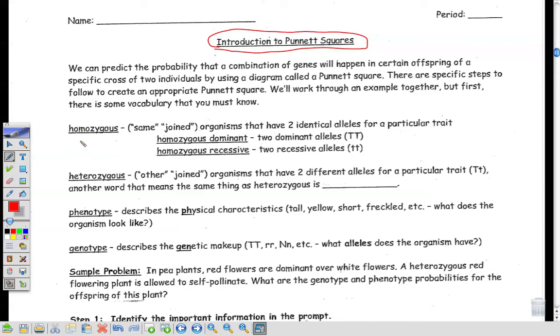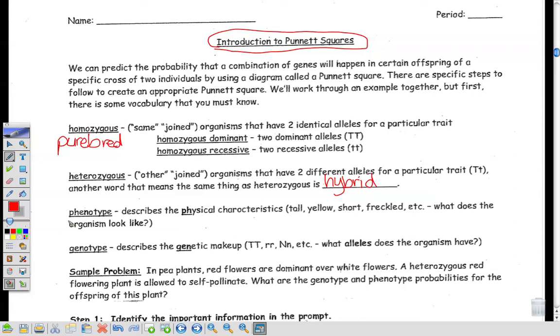So the first one is homozygous. We're familiar with that. When you see the term homozygous, you also might see pure or purebred, right? You may see that term used, meaning homozygous. Next is heterozygous, meaning two. Another word you may see for heterozygous is hybrid.